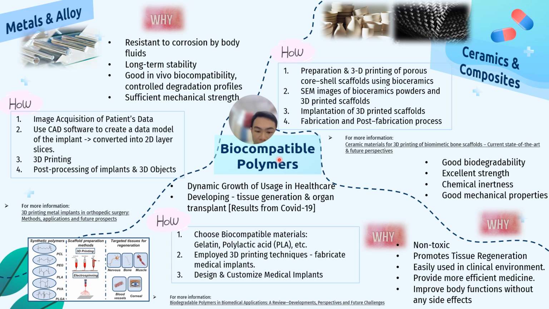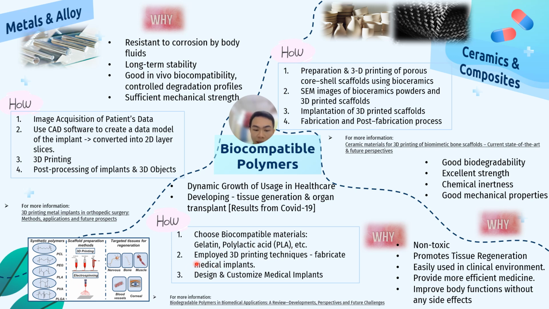And because biocompatible polymers have had a dynamic growth of usage in healthcare, developing tissue generation and organ transplant results from COVID-19, because during COVID-19 we could not go out, scientists were developing tissue generation and organ transplant during this period. So how they do it is to choose biocompatible materials like gelatin, polylactic acid, PLA, and so on. The most used is polylactic acid, PLA, if not mistaken.